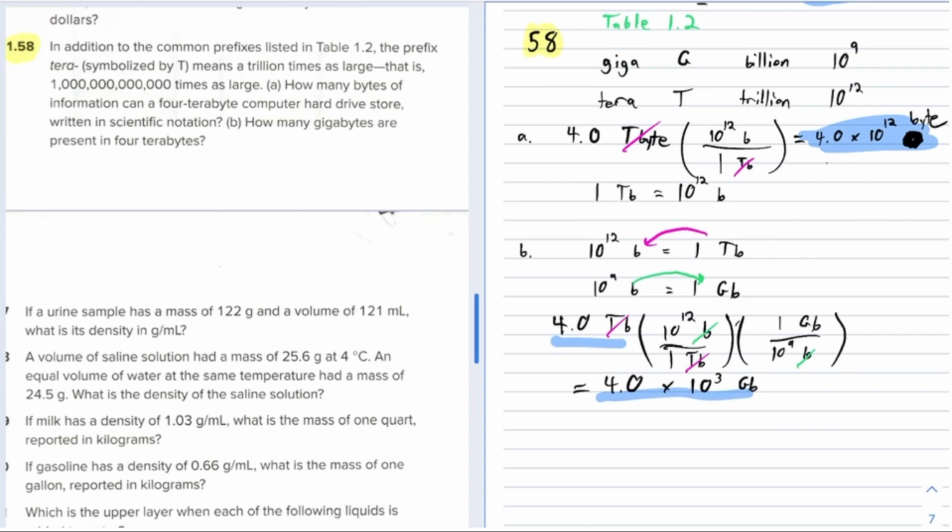Now, maybe you see from these two relations right here that 1 terabyte is the same thing as 1,000 gigabytes. So you can also use that one to do it in one step.